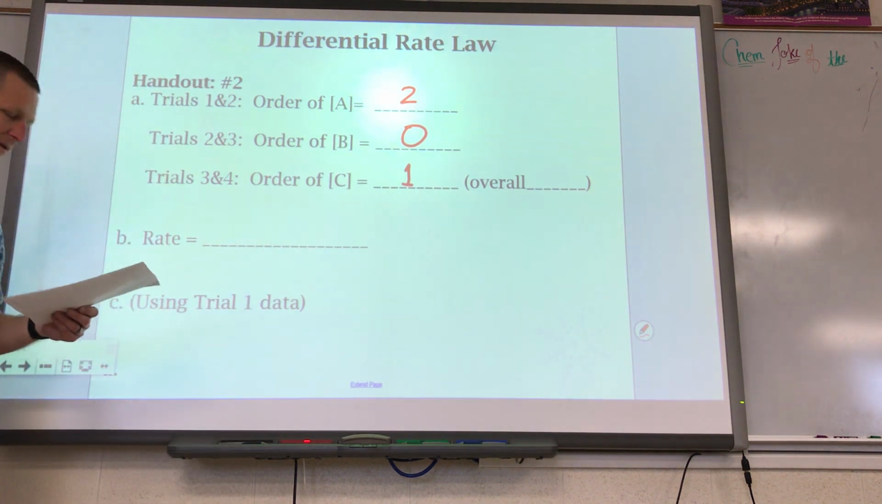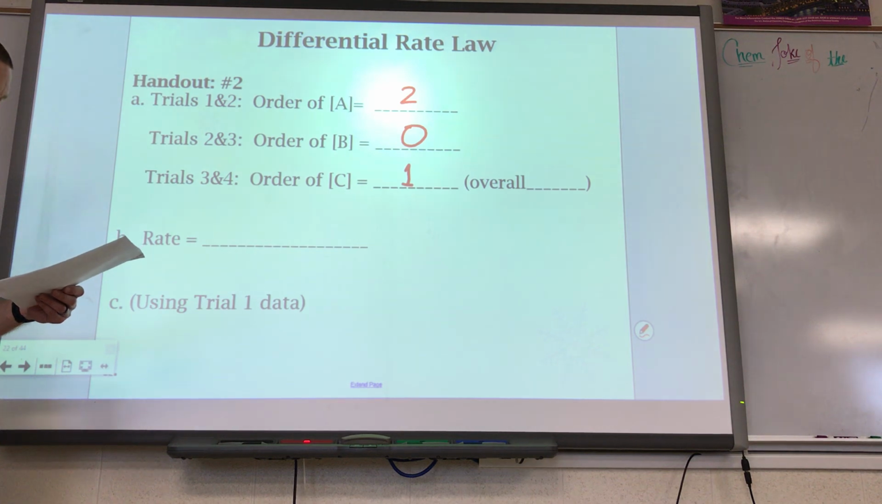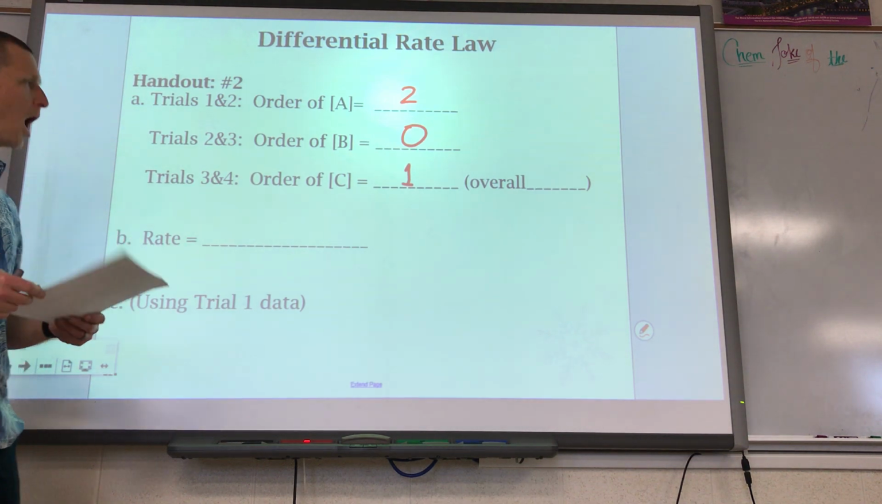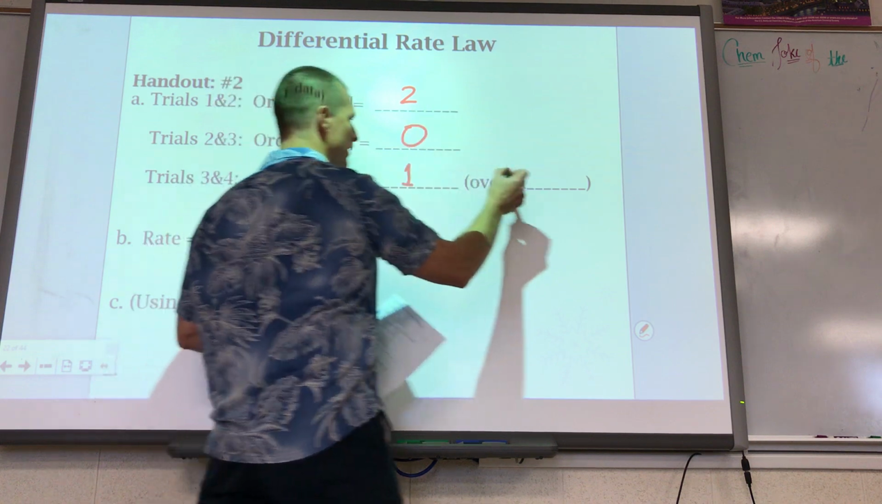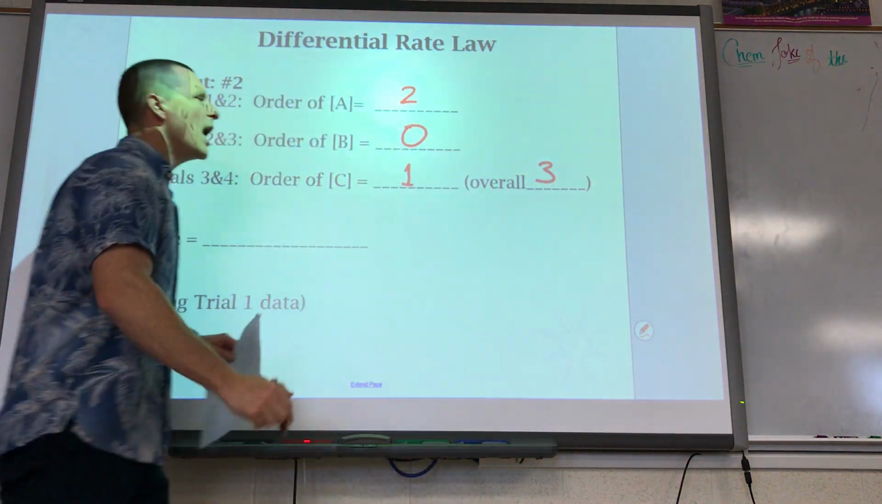Wait, for trials 2 to 3, the order of these, I thought if it stays the same, is it always the 0 order? Yeah. Didn't the concentration of C get multiplied by 4? Yeah, the concentration of C went up by 4, and it caused the rate to go up by 4. That's first order. All right, so the overall order of the reaction is just all these added together. That's a third overall order.